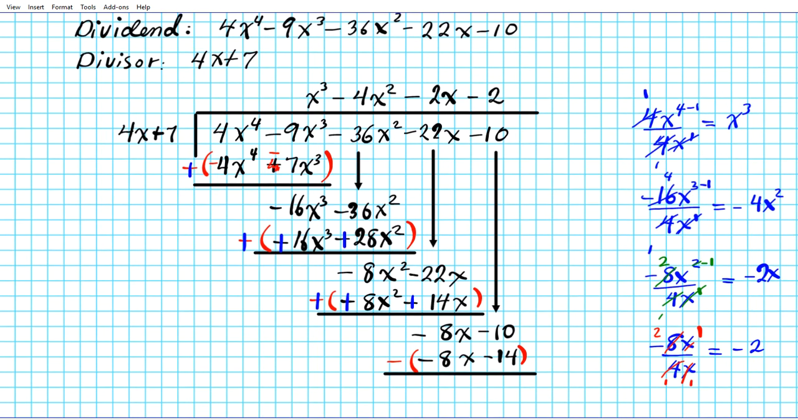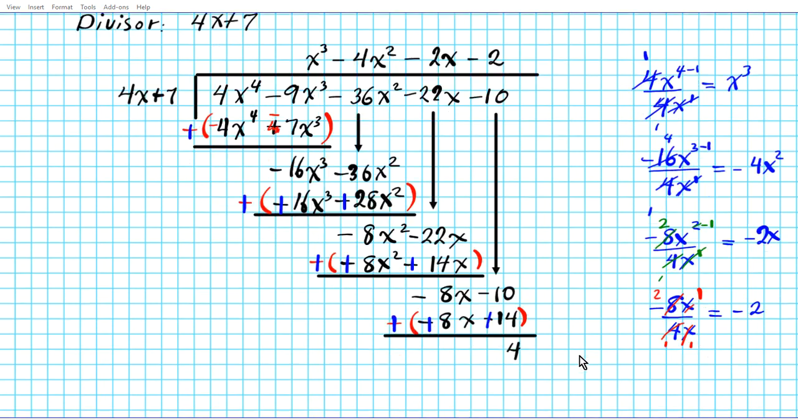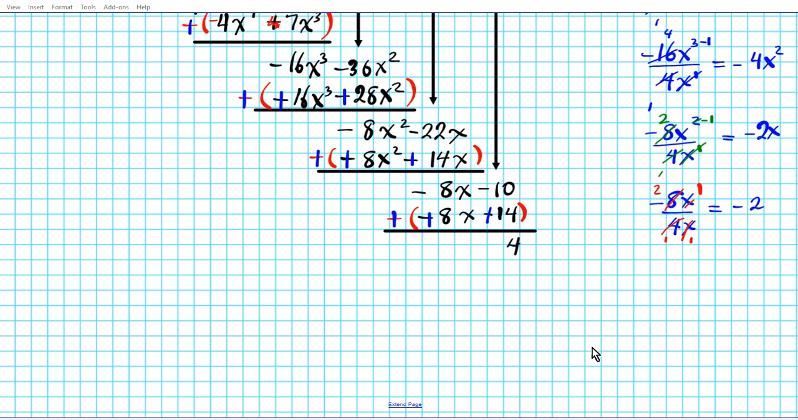Subtracting is the same thing as adding the opposite. Let's go ahead and distribute. This becomes a plus, plus, and plus. When you combine downwards, negative 10 plus 14 is positive 4. Okay, so let's go ahead and write down what our answer is.